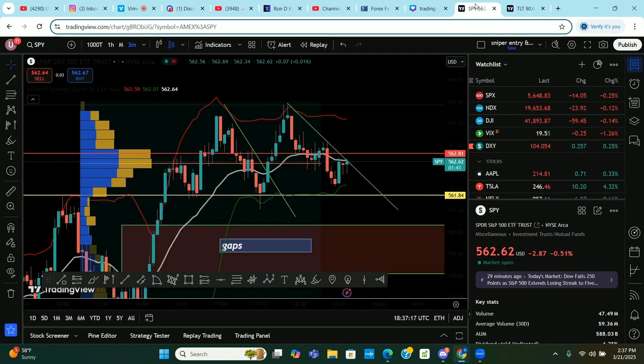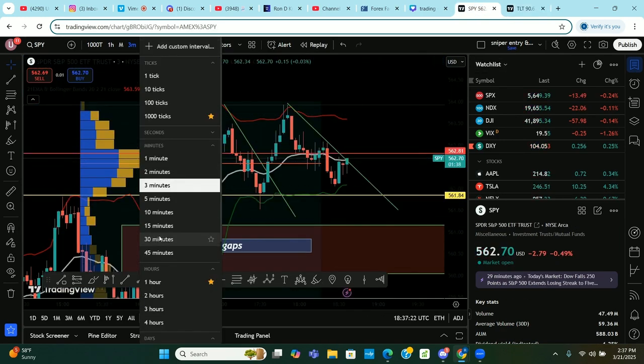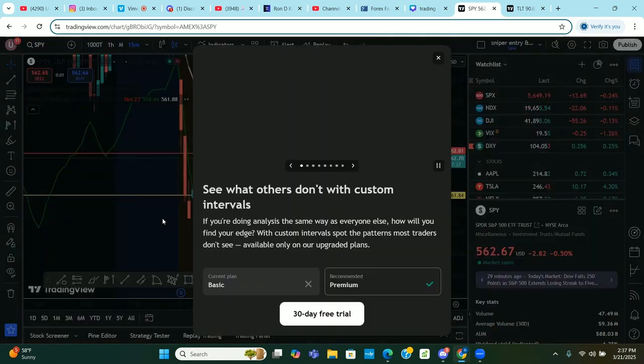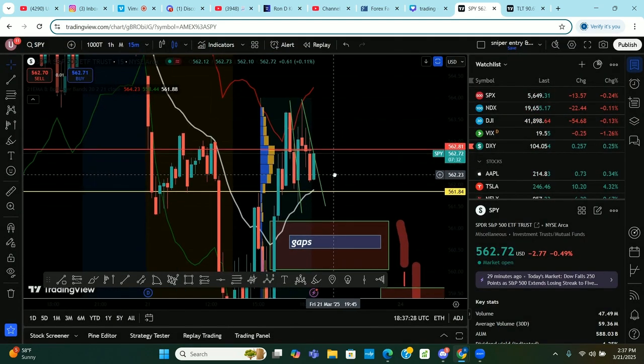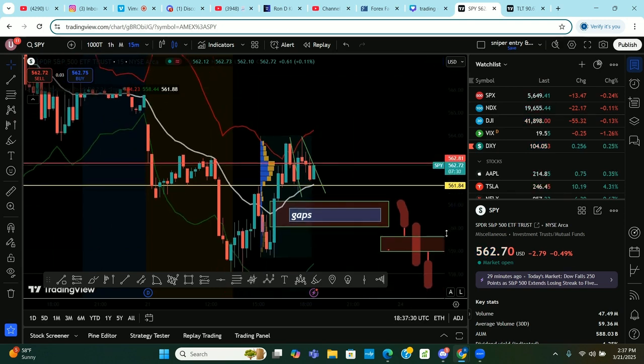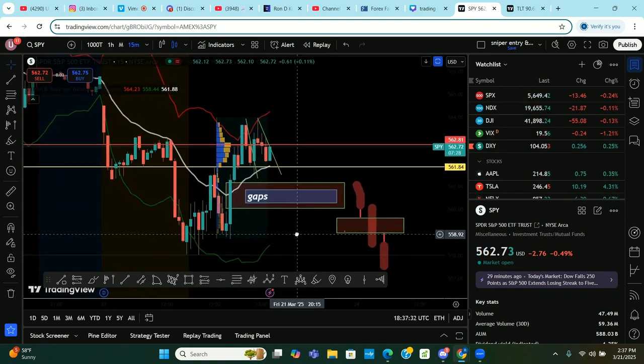Okay, let's go back to SPY. Let's be patient for the 15-minute close. Go back to the 15. Remember, we put this yellow line here. Got your gaps, didn't get filled yet. Still making support here, and we bounce off of that. All right, let's go back to the 3-minute.